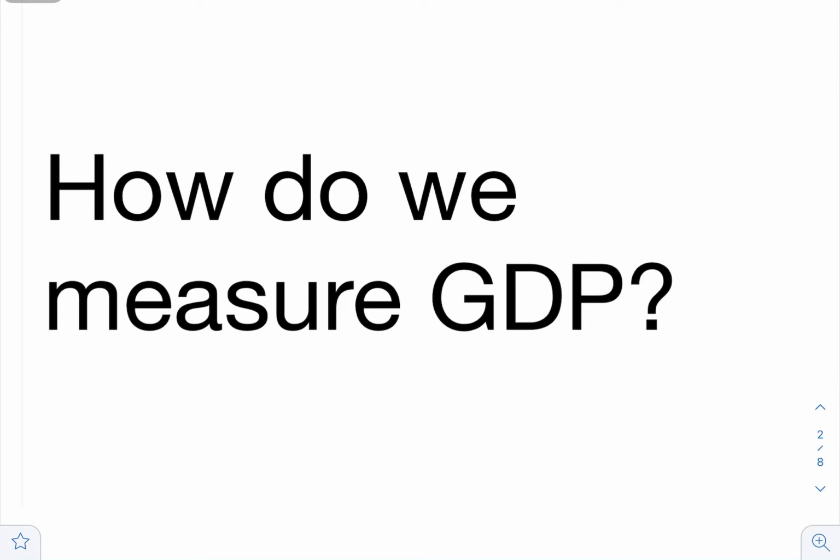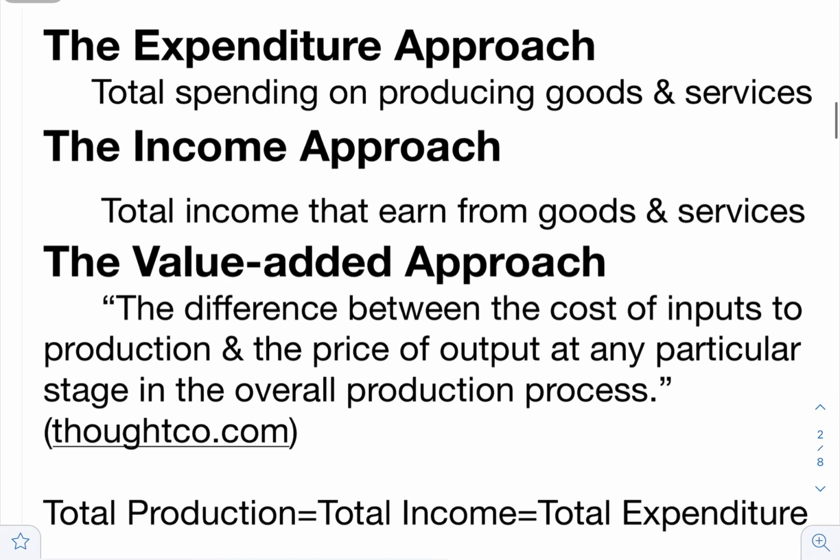So how do we measure GDP? We have 3 approaches: the expenditure approach, the income approach, and the value-added approach. The expenditure approach is the total spending on goods and services. The income approach is the total income earned from goods and services. And the value-added approach is the difference between the cost of inputs to production and the price of output at any particular stage in the overall production process. Something I want you to notice is that total production is equal to total income and total expenditure.